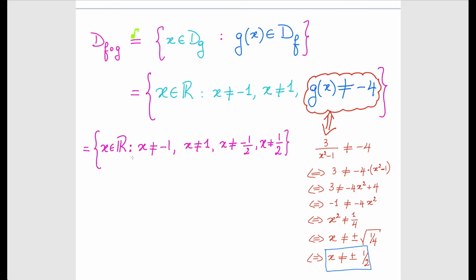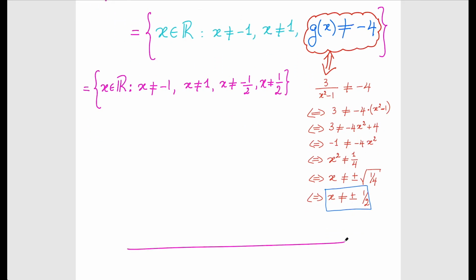So, long story short, the domain of the composite function f composed with g after this analysis that we just made is the collection of all real numbers that are neither minus 1, nor 1, nor minus half, nor half. Okay? So this is the collection of all real numbers except those 4 guys. And they asked us to write it in interval notation. So if you think about the number line, everyone is invited to this set except those 4 guys.